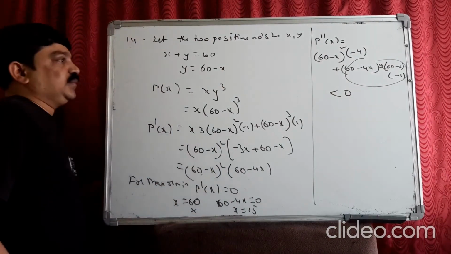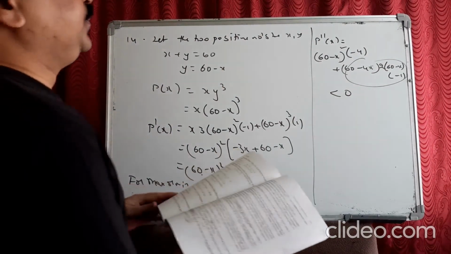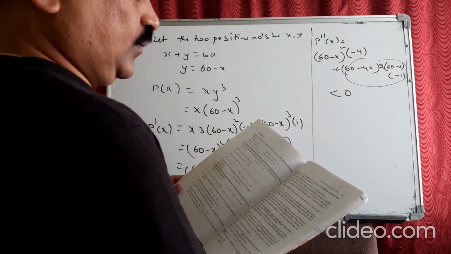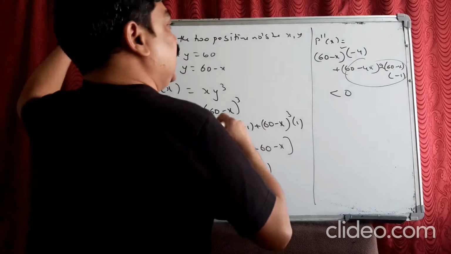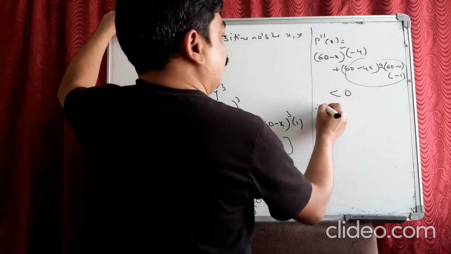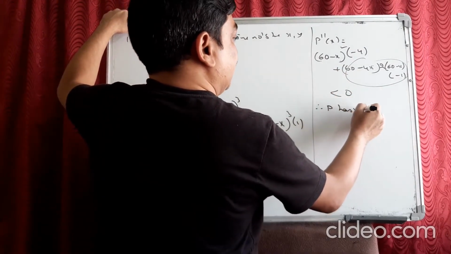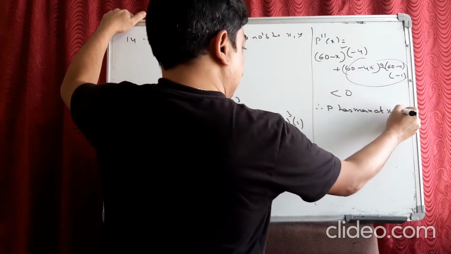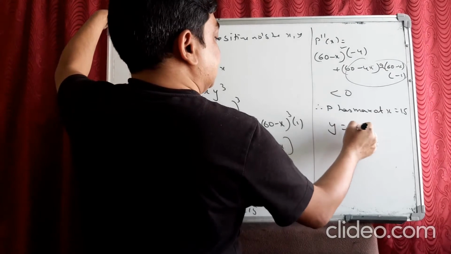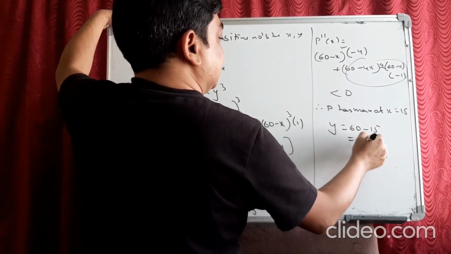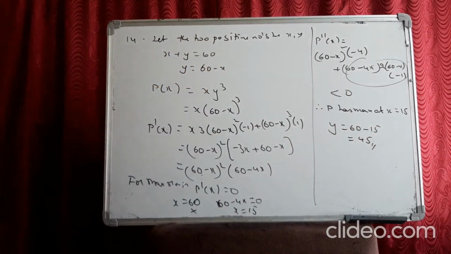So what did they say? It should be maximum only. Sorry, I thought minimum. Right. So it is negative. Therefore, P has maximum at x is equal to 15. So when x is 15, what is y? 60 minus 15, this is 45.